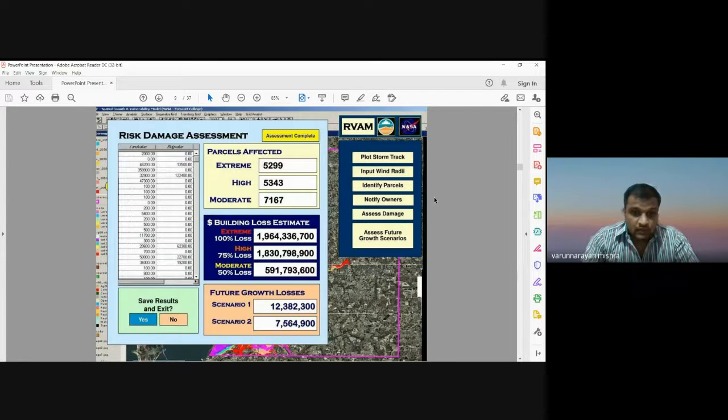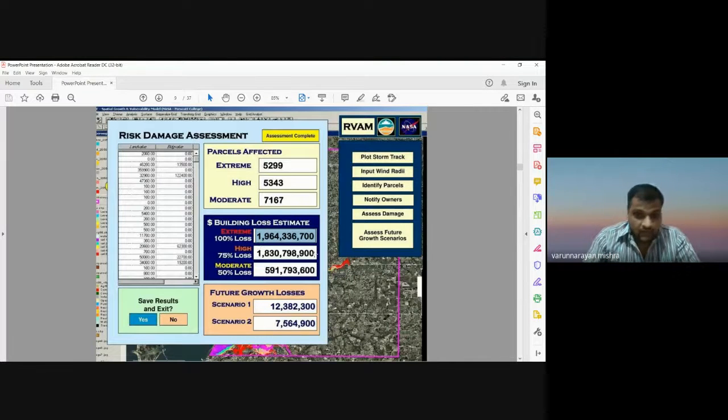Okay, so they have also estimated the loss in terms of dollars. In case of the areas which are extremely affected by the storm, the total loss of the property is written here. Then in case of the highly affected area, it is written here, and in case of the moderately affected area, the total loss of the property is written here. Okay, and so this is the way we can prepare a decision.